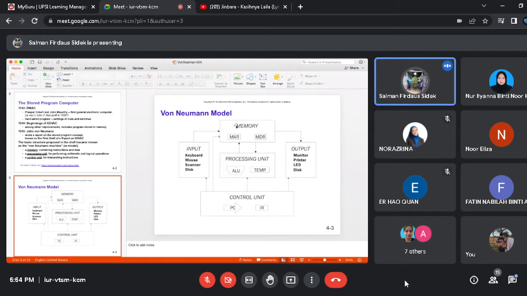So why do we need an address? Each house in the residence has a unique address. Kenapa kena ada? Senang locate. Yes, good. So we need the address to make it easy to locate the house.